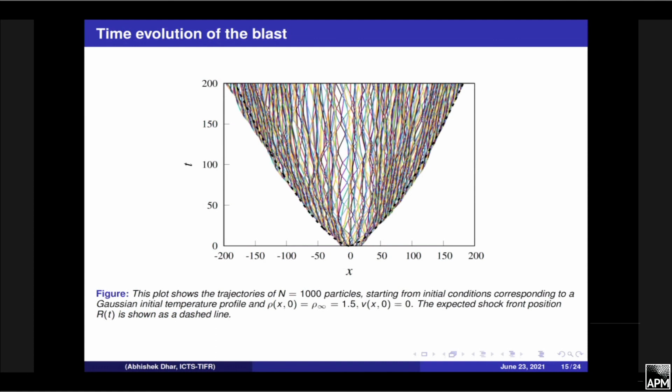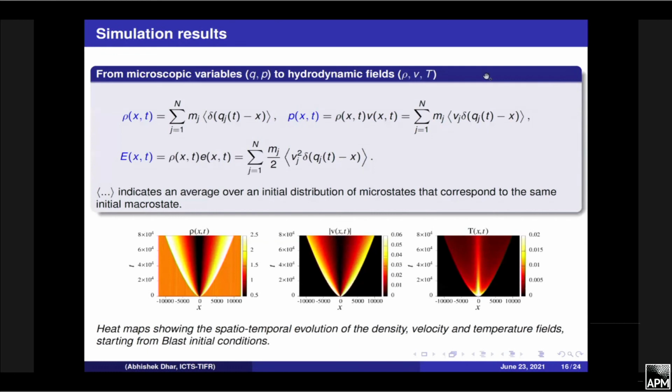Now what we do is we construct these three hydrodynamic fields from our microscopic data. I had already defined how you can start from the microscopic variables and construct the fields. And here there's some averaging with respect to the initial condition, just to get some smooth data. Now if you do heat maps of these three fields, this is what it looks like.